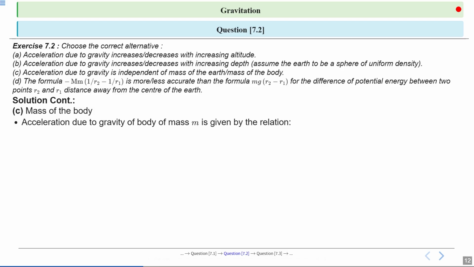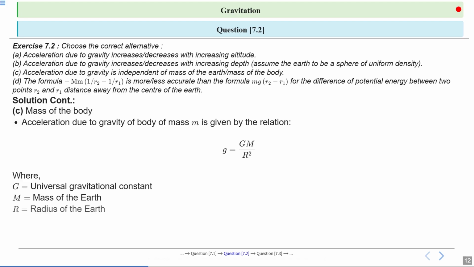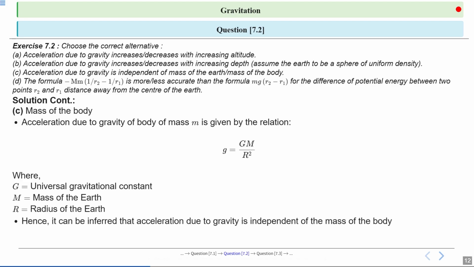Acceleration due to gravity of the body of mass m is given by the relation g = GM/R², where G is the universal gravitational constant, M is the mass of the earth, R is the radius of the earth. Hence, it can be inferred that acceleration due to gravity is independent of the mass of the body.